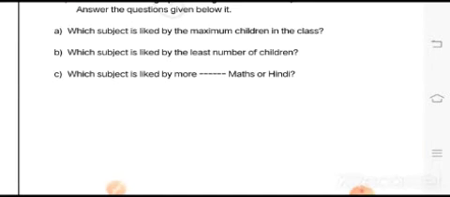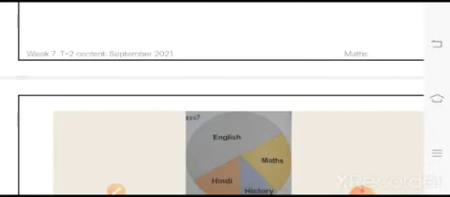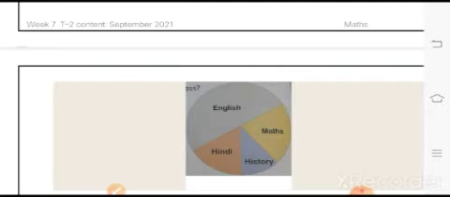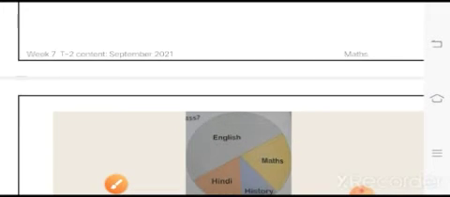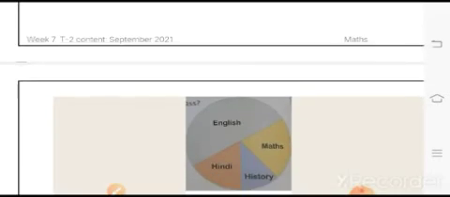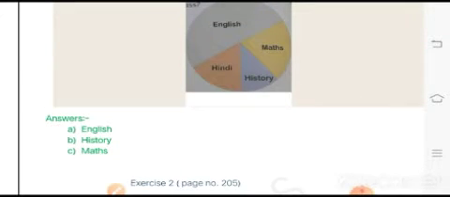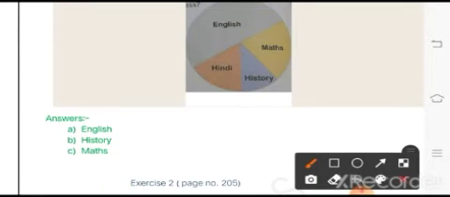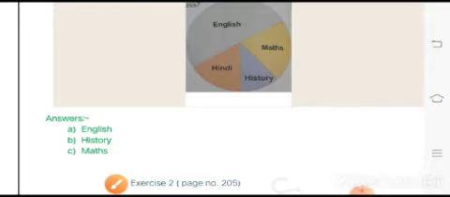Now, reading the graph, we can easily answer these questions. Question: which subject is liked by the maximum children in the class? Looking at the graph, we can see the maximum portion of the circle graph is covered by English. So English is liked by the maximum children in the class. Next: which subject is liked by the least number of children? If we observe the graph keenly, we can see that history is the subject covering the minimum portion in the circle graph. So it is history for part B.